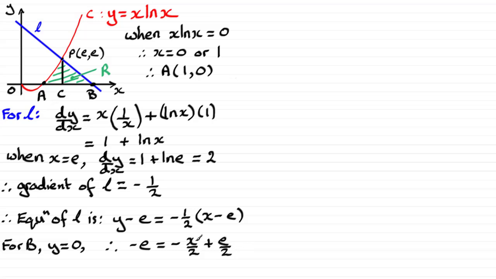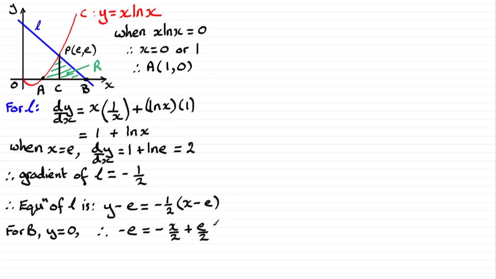So I just need to rearrange this for x, and I can see that if I multiply through by 2, I'm just going to get minus 2e equals minus x plus e. And then if I add x to both sides and add 2e to both sides, then I can see that therefore x equals 3e. Okay, you might want to put a few more steps in there just to check it out. But I can see I'm running out of room, so that's why I just jumped a bit.